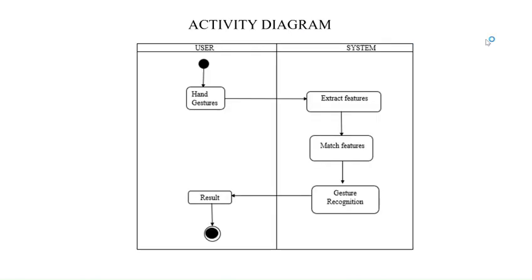Next, the activity diagram. The activity diagram depicts the process flow where the user performs hand gestures. The system extracts and matches features from these gestures, leading to gesture recognition. The recognized gesture is then translated into a result which is communicated back to the user.